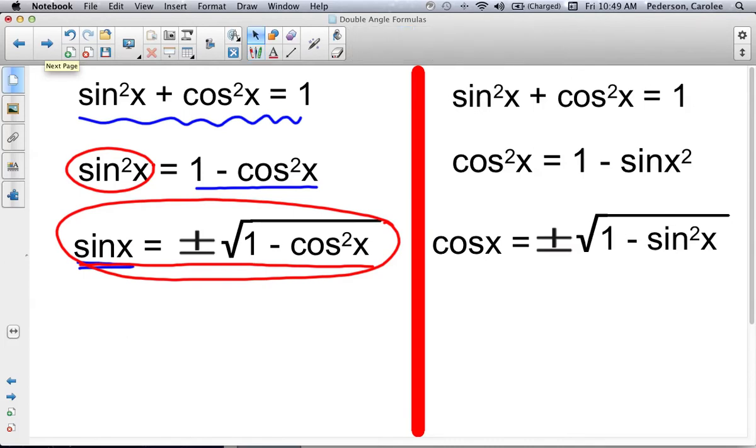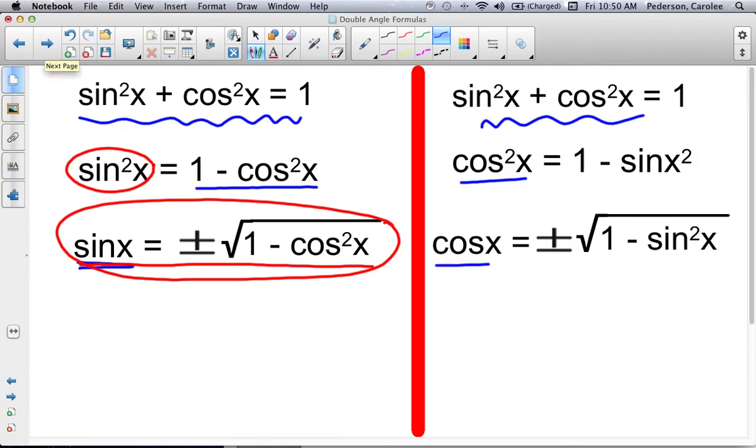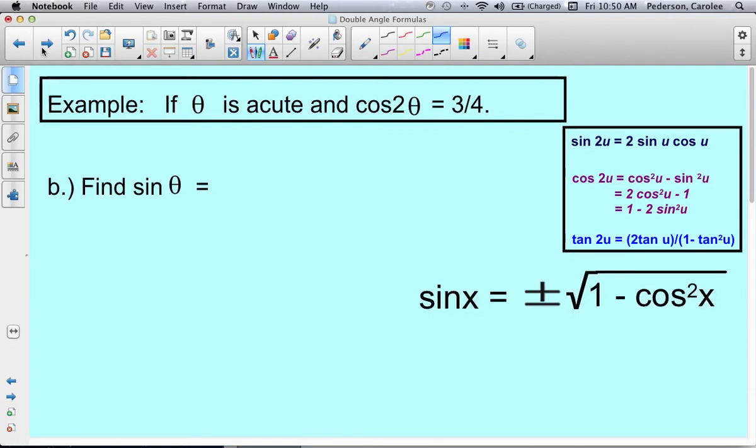Now on the second half of this smartboard slide is the same exact Pythagorean identity. But now I solved it for the cosine squared of x. And then I undid the squared to get it to be cosine of x. All right, so we've already solved for what the cosine of theta was in the previous example. So we're giving you the same cosine of 2 theta is 3/4. And we want to find out what is the sine of theta.